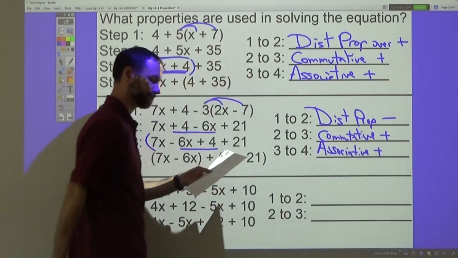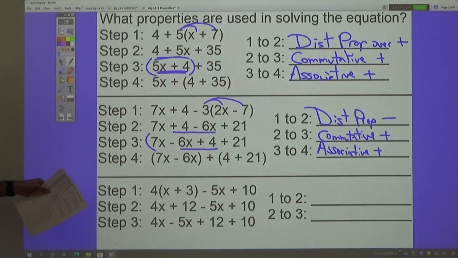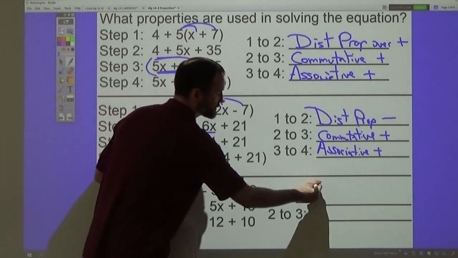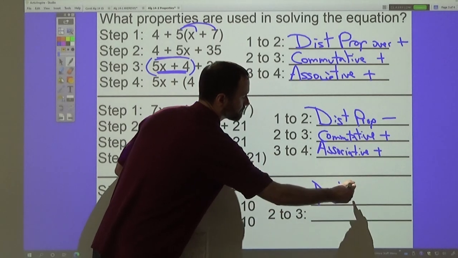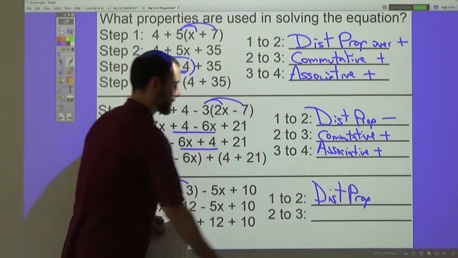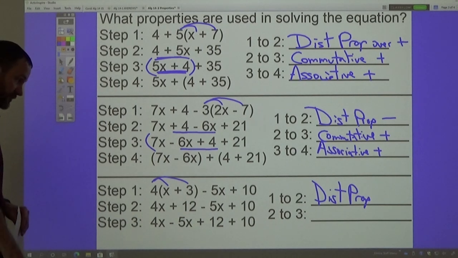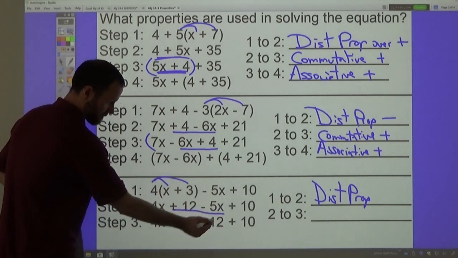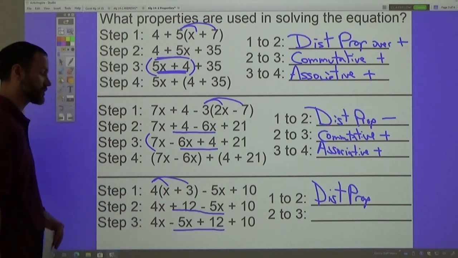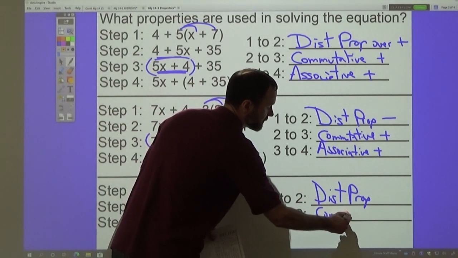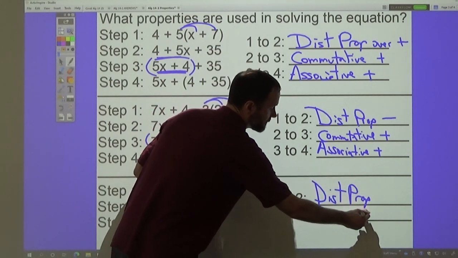And we're adding. In the third example, we are clearly doing the distributive property first, 4 times x and 4 times 3. And from step 2 to step 3, we are doing the commutative property. We're switching the order. It was plus 12 and then minus 5x. We're switching those around to be minus 5x plus 12. So it's the commutative, and that is addition.